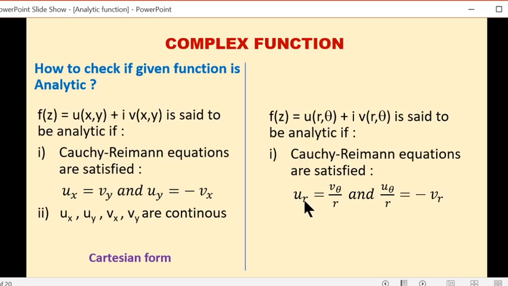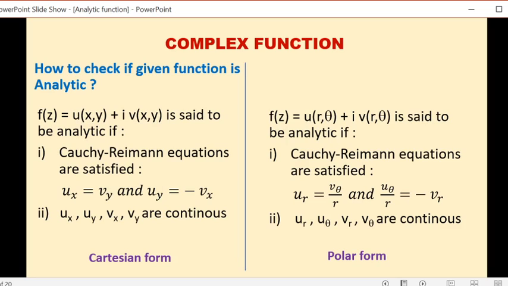Ur means the partial derivative of u with respect to r, v theta means the partial derivative of v with respect to theta, u theta means the partial derivative of u with respect to theta, and vr means the partial derivative of v with respect to r. And the second condition is that all these four partial derivatives, that is, the partial derivatives of u and v with respect to r and theta, should be continuous. These are the conditions in the polar form. This is just the criteria to check whether a function is analytic or not. So here we have to remember these two conditions and we have to remember the Cauchy-Riemann equations.